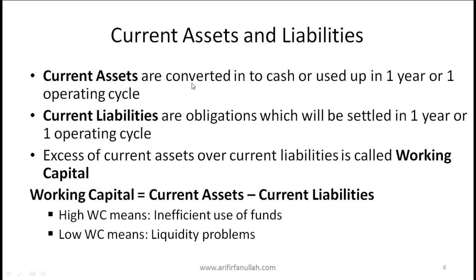Current assets are assets which can be converted into cash or used up in 1 year or one operating cycle. An operating cycle could be longer than a year for an airplane manufacturer, for example. And what we mean by an operating cycle is the time from which we buy raw material to the time that we collect cash, or till the time that we sell. So this is our operating cycle. Current liabilities are obligations which will be settled in 1 year or one operating cycle.